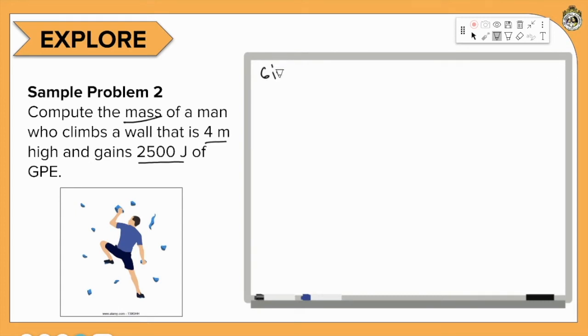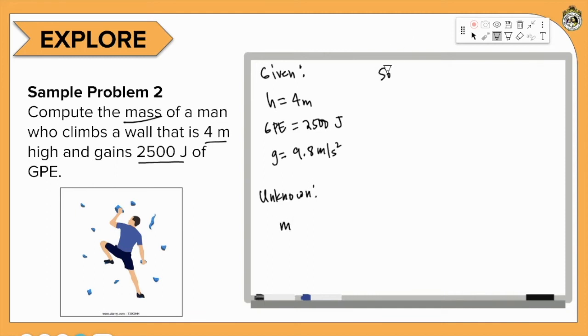So let's now write the given. We are supposed to compute for the mass. The given is the height of the wall, 4 meters, and the gravitational potential energy is 2,500 joules, right? And then let's just write the constant. G is equal to 9.8 meters per second squared. So take note of the unit of G. This means G is acceleration, specifically acceleration due to gravity. And then we have the unknown to be M, the mass.